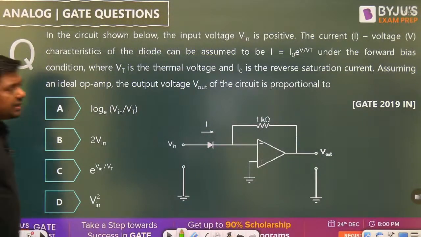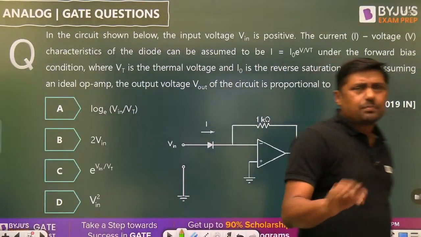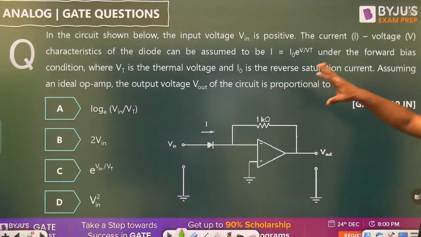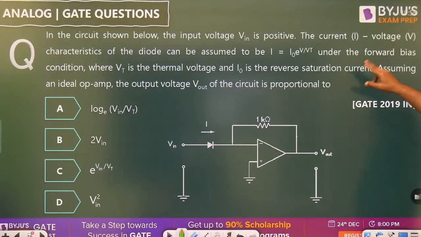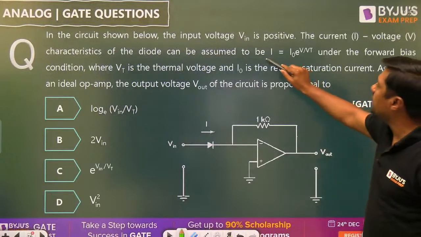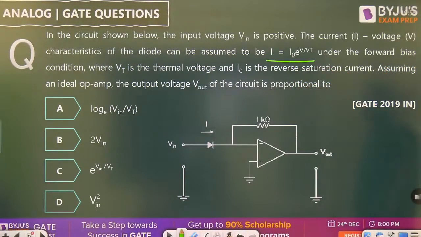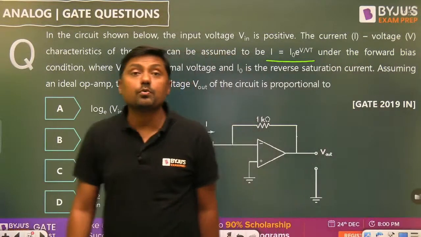Now again in the instrumentation branch, a very simple diagram based question. In the circuit shown below, the input voltage Vin is positive. Please tell me what is the name of this diagram? Logarithmic amplifier or anti-logarithmic amplifier? The current I, voltage V characteristics of the diode can be assumed to be I naught e raised to power V by Vt under the forward bias condition, where Vt is the thermal voltage and I naught is the reverse saturation current. Assuming an ideal op-amp, the output voltage Vout of the circuit is proportional to what?